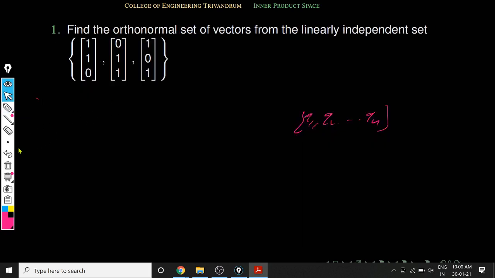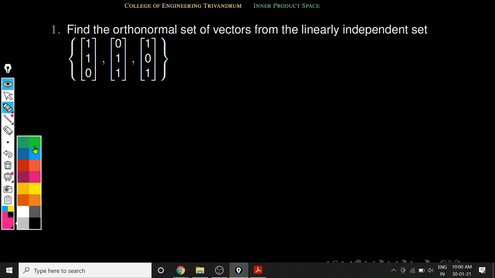So for example, consider this problem. If you do it yourself, it will be clear. All of you please do it yourself. Find the orthonormal set of vectors from the linearly independent set. It is given that this is linearly independent, so we know that this set can span something. What is the span of this set?